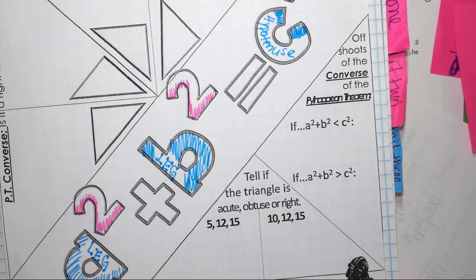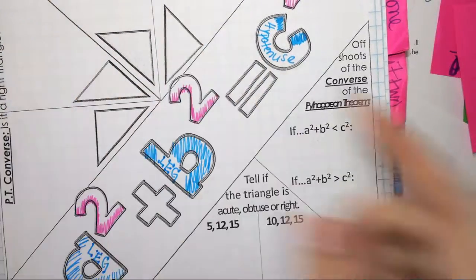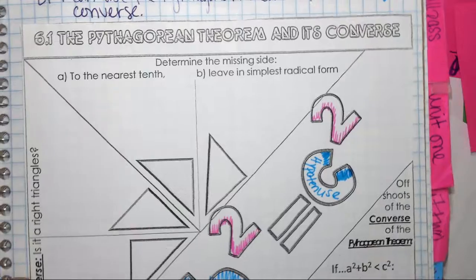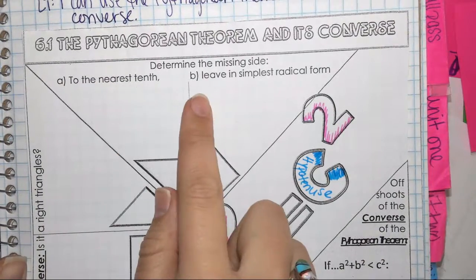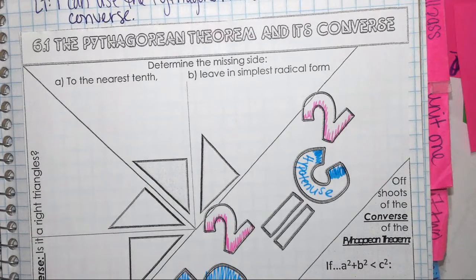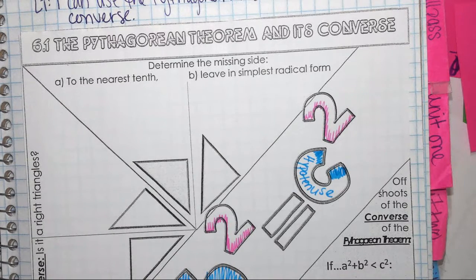All right, so what we're going to do is we are going to do these top two problems, and we're going to determine the missing side lengths. So there's two ways that you can do it. You can do it to the nearest tenth if it's not a whole number. You can leave it in simplest radical form if it's not a whole number, and we're going to learn how to do both. Are you ready?